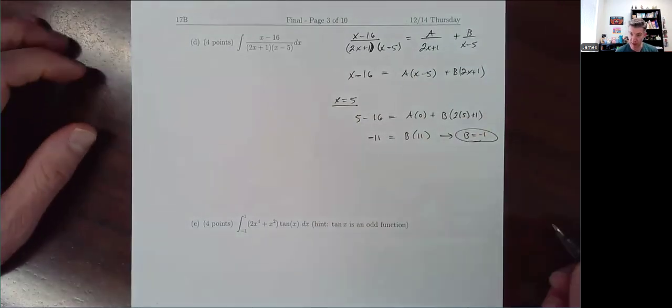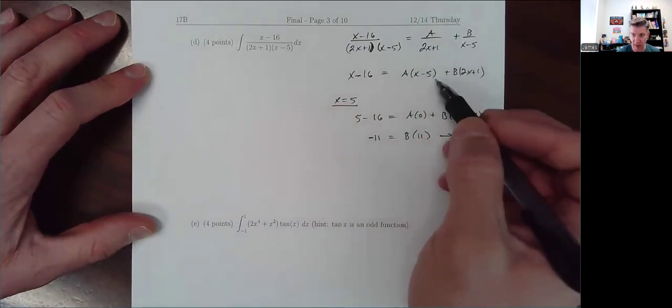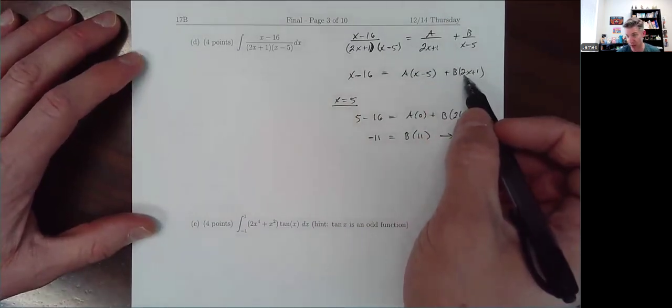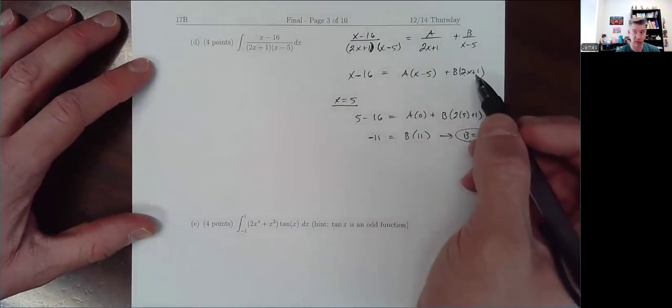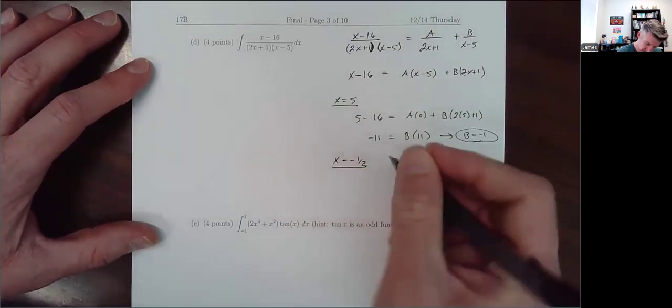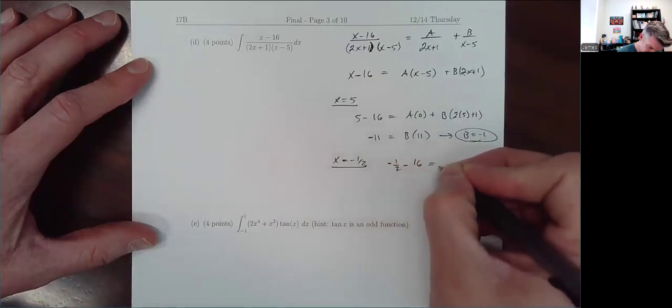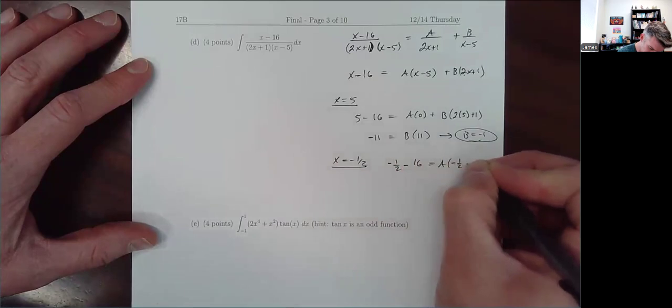Similarly, we pick a convenient value to make this part equal to 0. So here we pick x equal to 5 to make x minus 5 zero. Here we're going to pick x equal to negative 1/2, which you can find by setting 2x plus 1 equal to 0. So we're going to have negative 1/2 minus 16 equal to a times negative 1/2 minus 5.